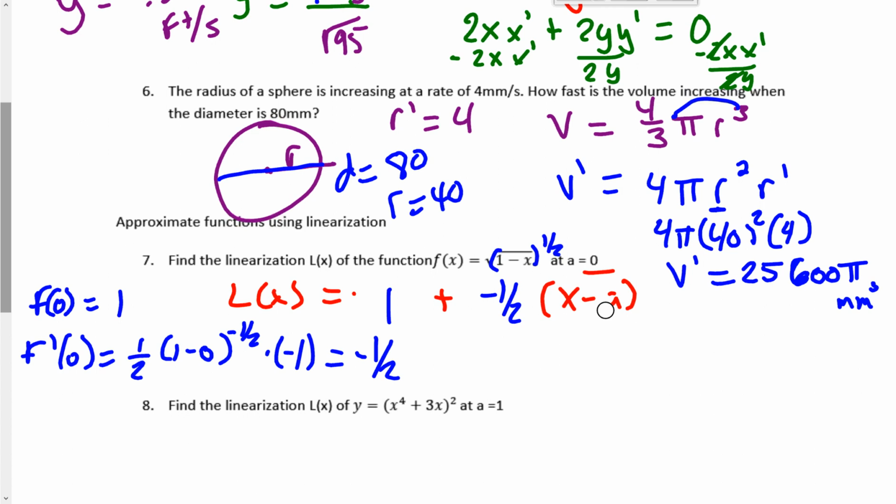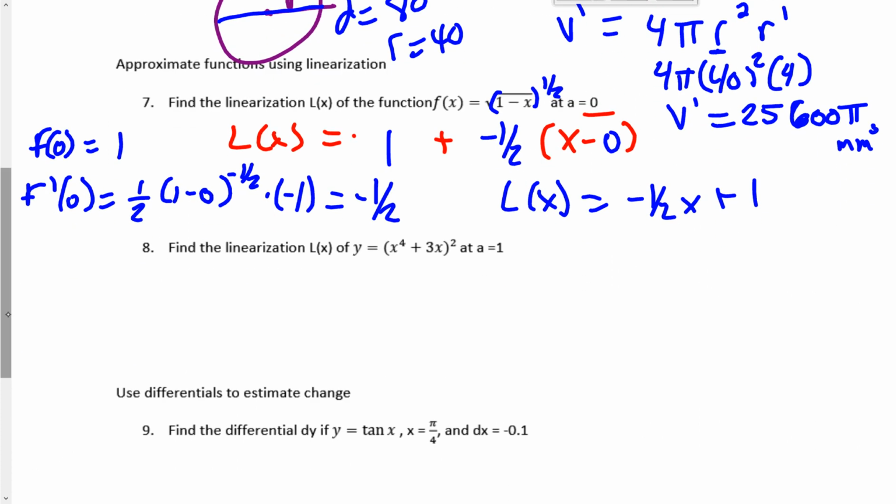And then I'm going to plug in my a, which is 0. So then I just get this equation. So L of x, I didn't finish this on the paper that I uploaded, is 1 plus negative a half x. And you could rearrange that, look, in slope-intercept form: negative a half x plus 1. Sure. All right. So that's the linearization of this.